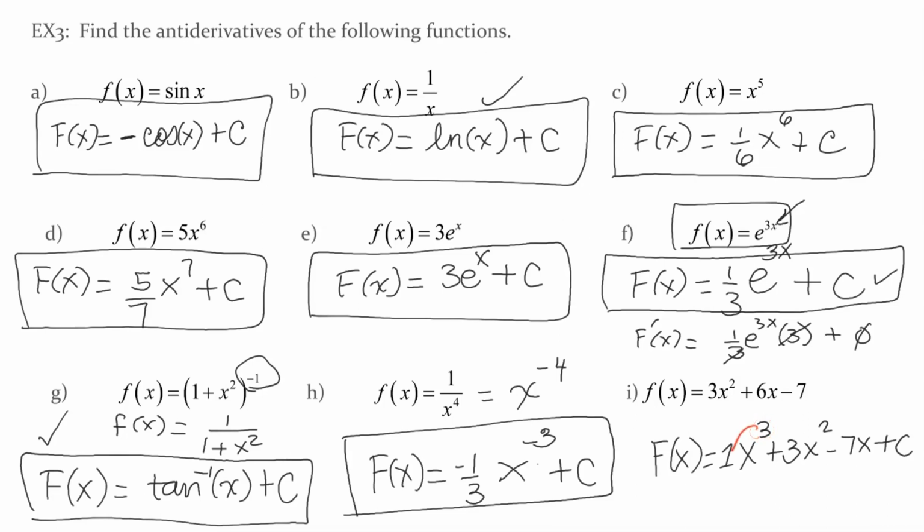Bring the 3 down. That would be 3x to the 2nd. Well, good. Bring the 2 down. 2 times 3 is 6, 6x. And then the derivative of -7x is -7. And the derivative of c is 0. So that is the correct answer.